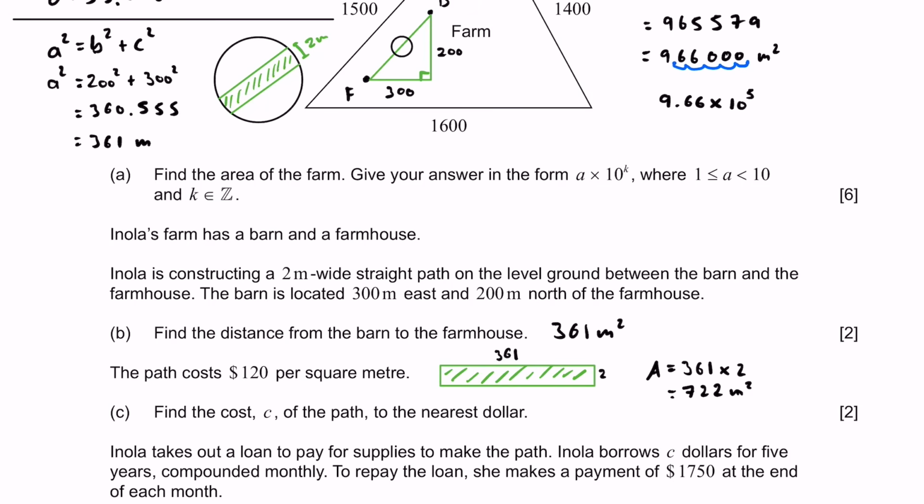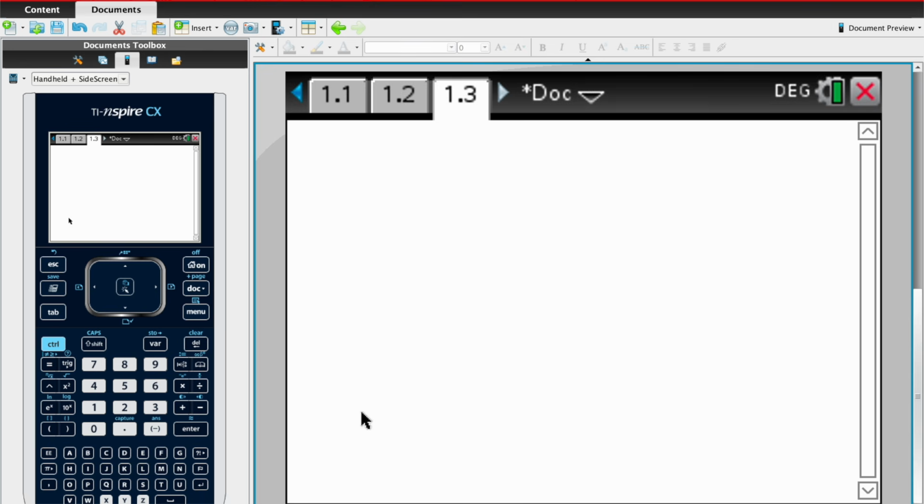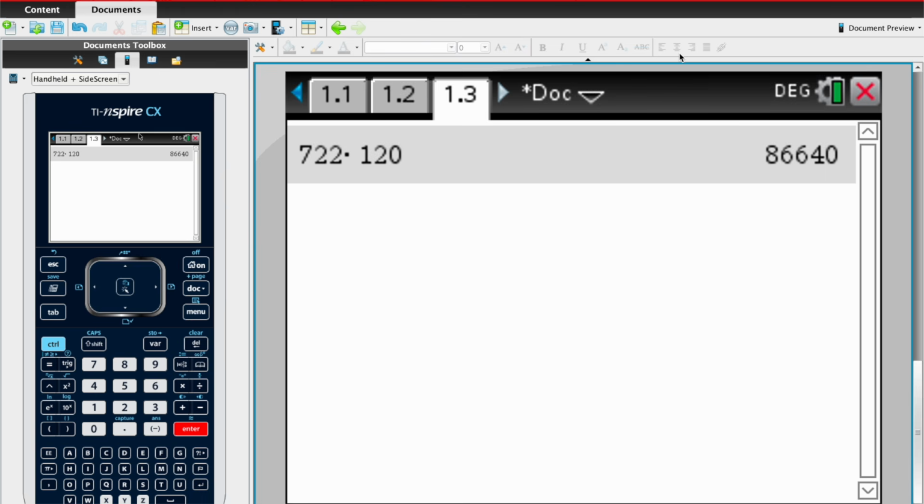But what is the cost if the path costs $120 for every square meter? 722 square meters cost $120 for every square meter that we have. So what we can say is 722 multiplied by 120, and this should give us our total cost for this path. So I'm going to work that out on the calculator here. We have 722 times 120. Total cost of this path is $86,640. Okay, so let's write that out.